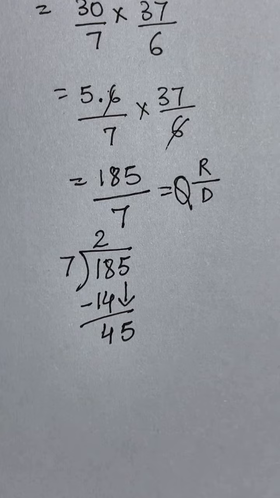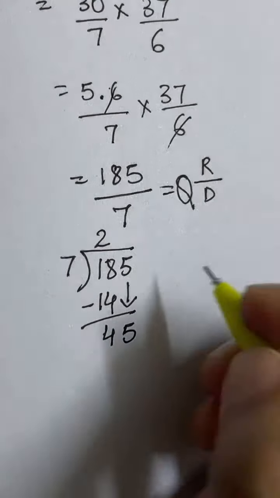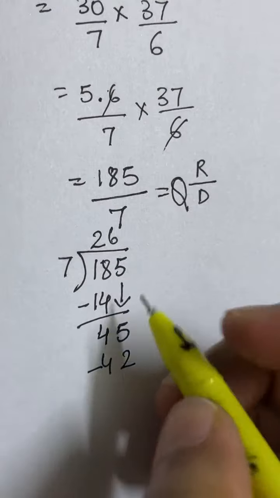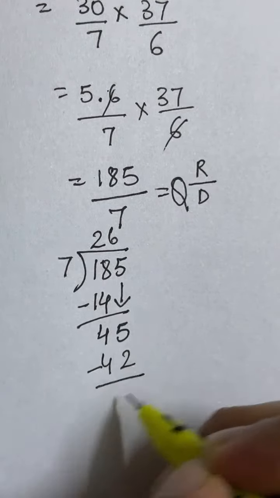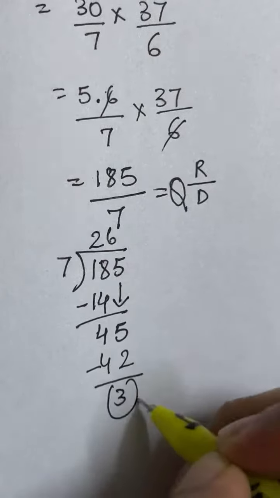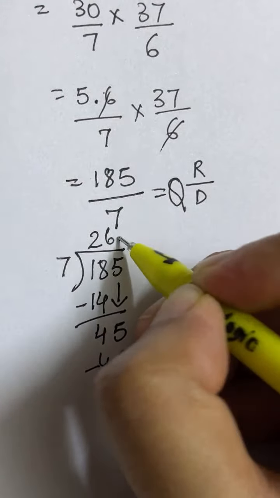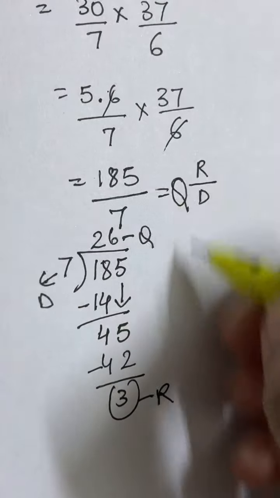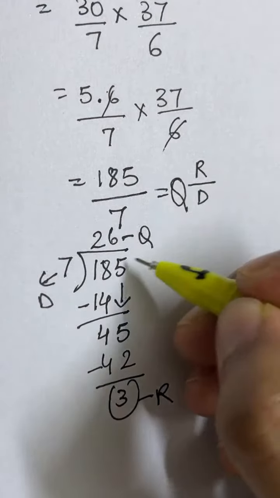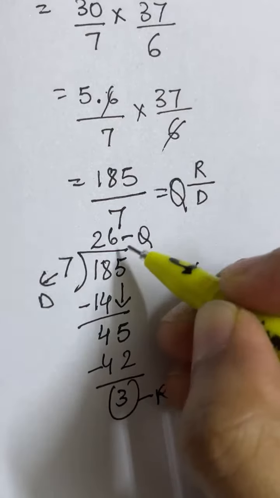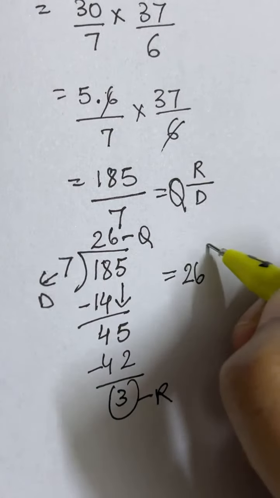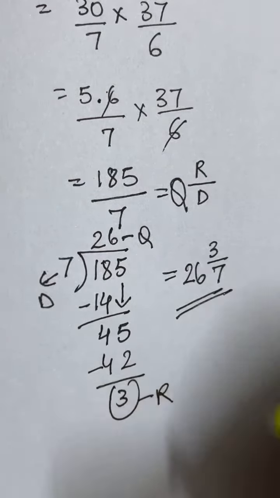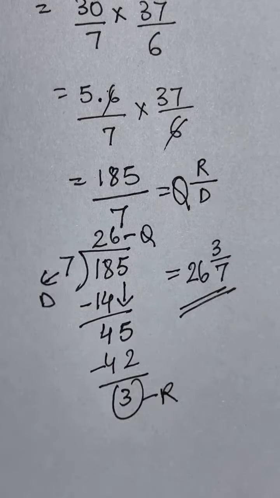So you have 15, and 7 goes 2 times. 7 times 2 is 14. So I'm going to write 2 here. Subtract 14 from 15 and I have a remainder of 1. So this is my remainder, this is my quotient, and this is the divisor. So that's what we have got. The quotient is 22 and the remainder is 1, and the divisor is 7. So that's converted to a mixed number.